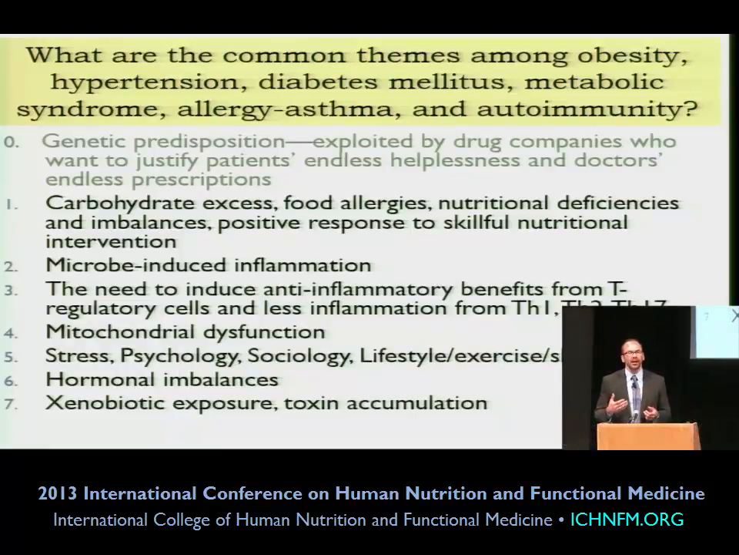So we all know that our immune system is made up of different cell populations. What many people don't know is you can actually change those populations of immune cells in real time in adults simply by using nutritional supplementation. I'll show you that. Mitochondrial dysfunction is a really important topic. We have all day on Friday committed to that. Stress, psychology, sociology, lifestyle, sleep, spinal health, sweat, stress reduction, etc. Hormonal imbalances, xenobiotic exposure. These were the things that were starting to cluster together in my research and literature reviews, and I was seeing these as the major factors.